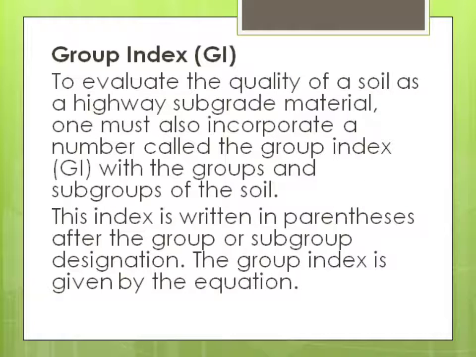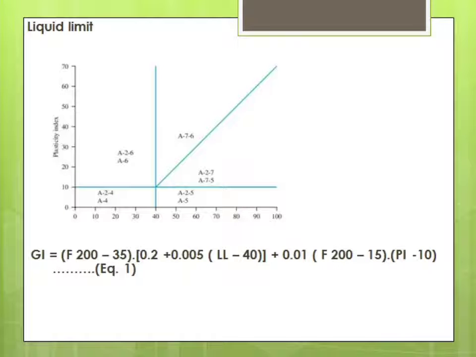Group Index or GI. To evaluate the quality of a soil as a highway subgrade material, one must also incorporate a number called the group index with the groups and subgroups of the soil. This index is written in parentheses after the group or subgroup designation. The group index is given by the equation. In this picture, range of liquid limit and plasticity index for soils in group A-2, A-4, A-5, A-6, and A-7.